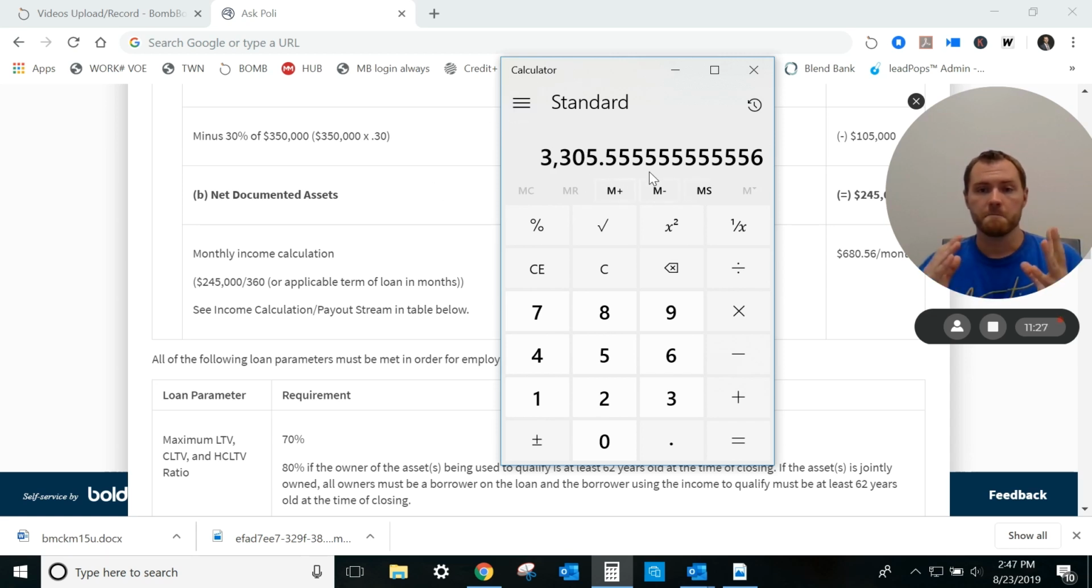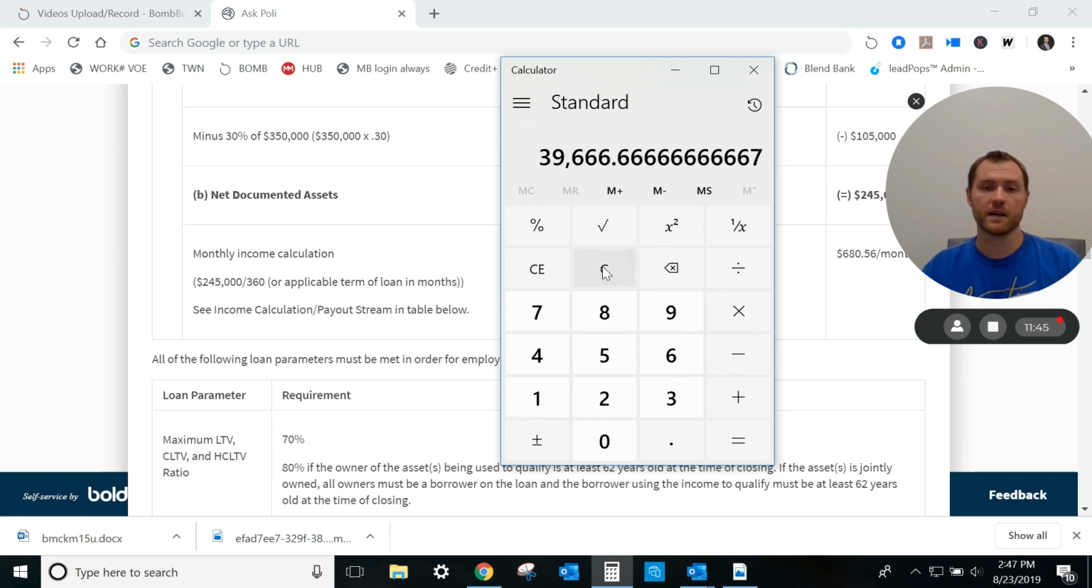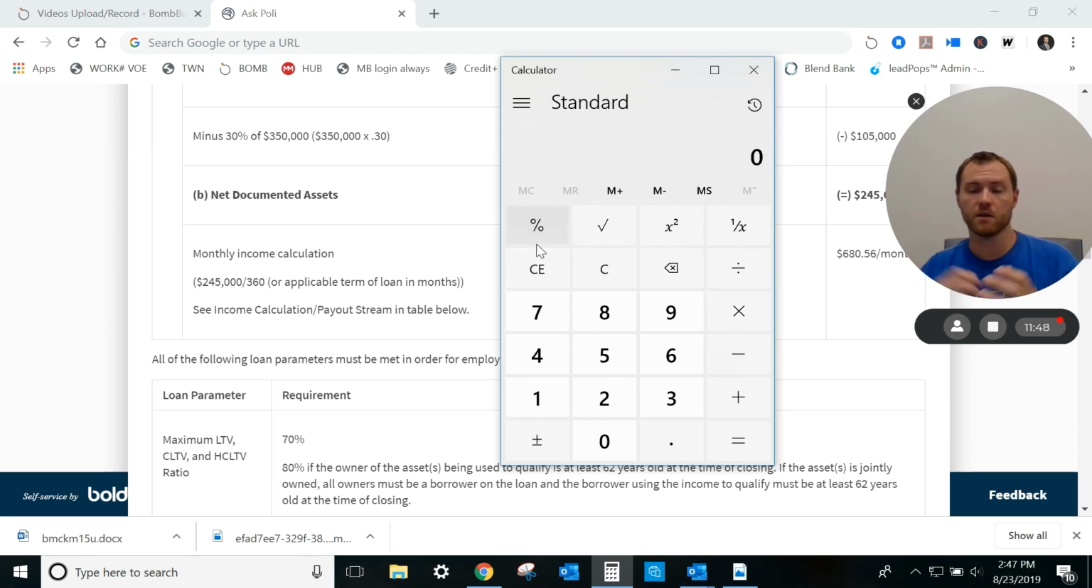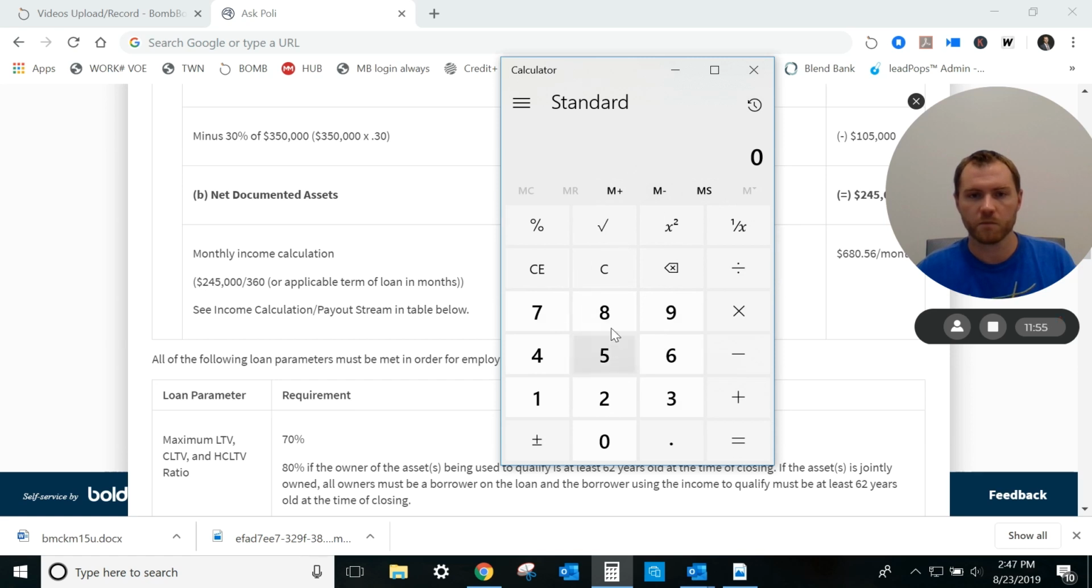That would be as if you made that much gross income per month. If you multiply that by 12, we can factor that for an annual salary, about a $40,000 annual salary equivalent. So that would be how much you could use to buy the home. So what does that mean? $33.05 per month qualifying income.